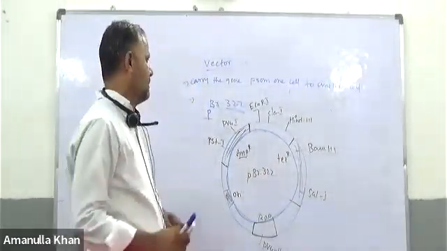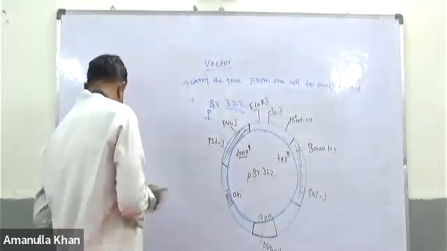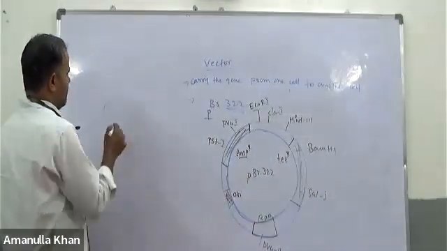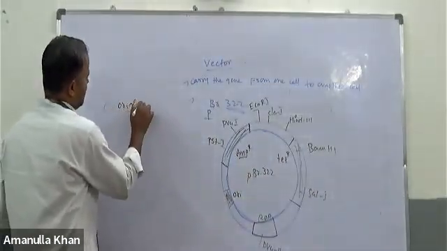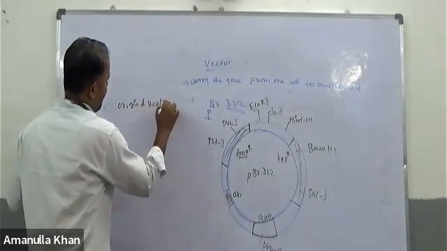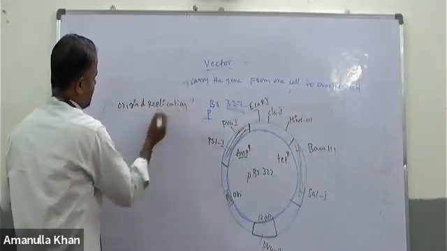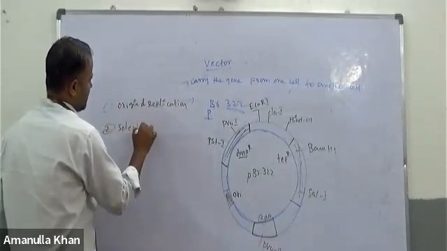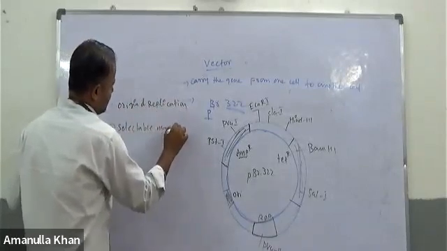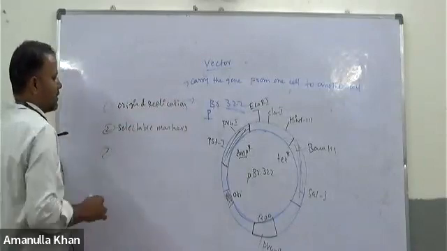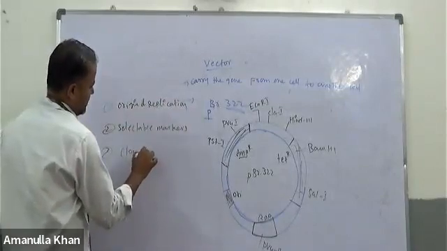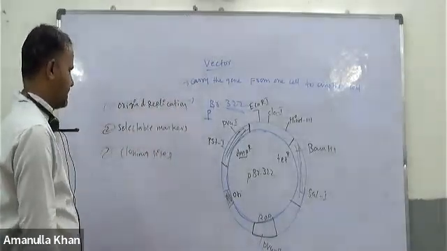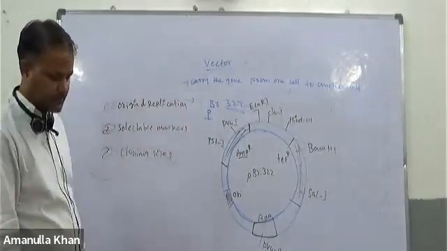The first one is the origin of replication. The second one is what? Selectable markers. The third one is what? Cloning sites. Now we discuss them one by one, starting with the origin of replication.